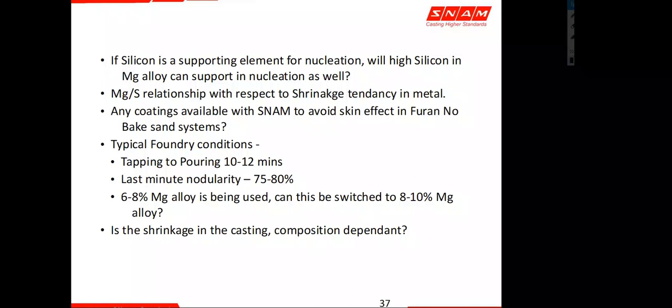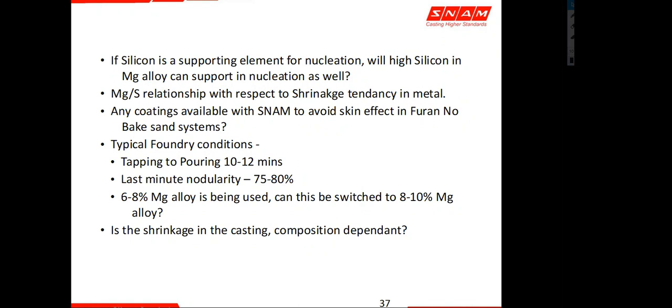Then the next question is, any coatings available with SNAM to avoid skin effect? Right now our product portfolio limits us to only ferrosilicon, magnesium and inoculants. We haven't worked on coatings from SNAM to avoid skin effect. This could be a futuristic project for us also.